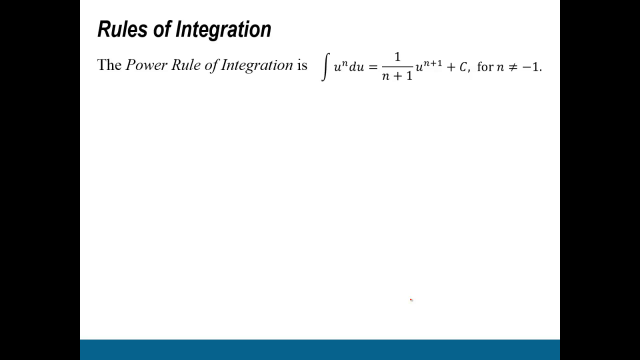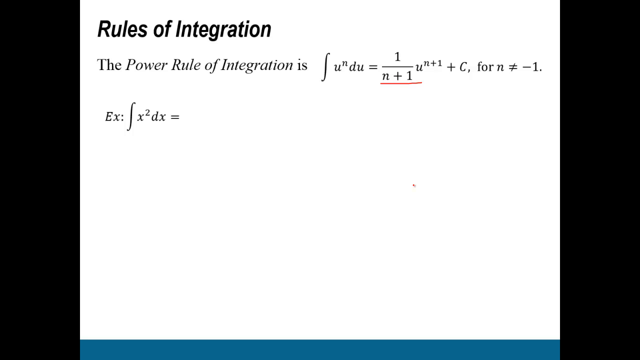The next rule we'll take a look at is the power rule. The power rule says that the integral of u raised to the power of n du is equal to 1 divided by the power plus 1, which is n plus 1, times u raised to the n plus 1 power, plus the arbitrary constant. Let's take a look at some examples.